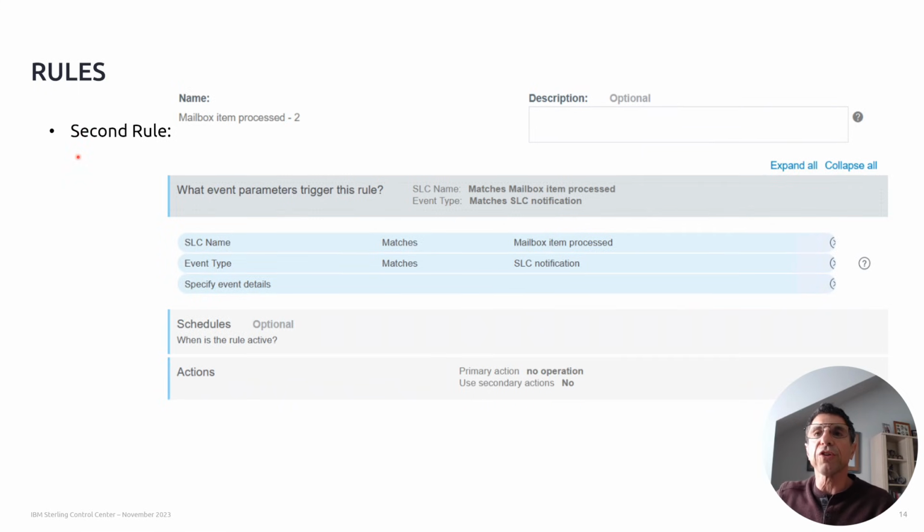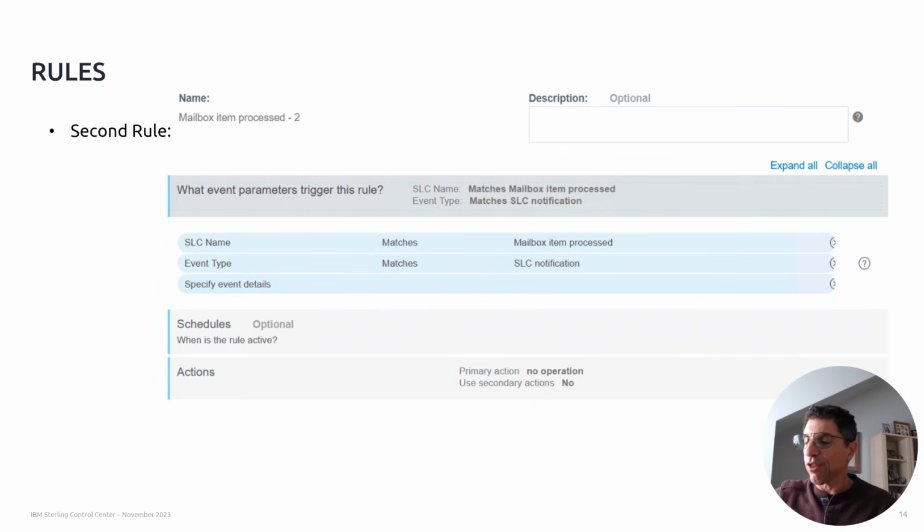The other rule, the second rule, which I've named mailbox item process -2, is the catch-all rule. So to be honest again, all I did was duplicate that first rule and remove the message ID that it watched for. I left the SLC name, I left the event type, and I changed the action to just be no operation. So when this rule is triggered, it won't do anything.